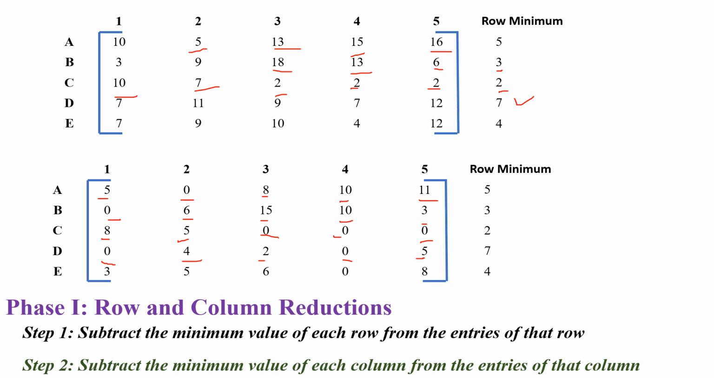Next we go to the fifth row. In the fifth row, minimum value is 4. Then subtract this minimum value 4 from the fifth row entries, that is 7 minus 4 is 3, 9 minus 4 is 5, 10 minus 4 is 6, 4 minus 4 is 0, 12 minus 4 is 8.